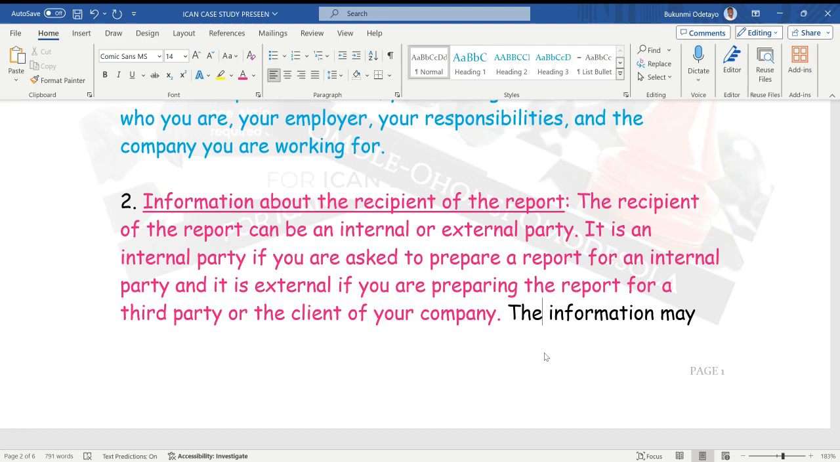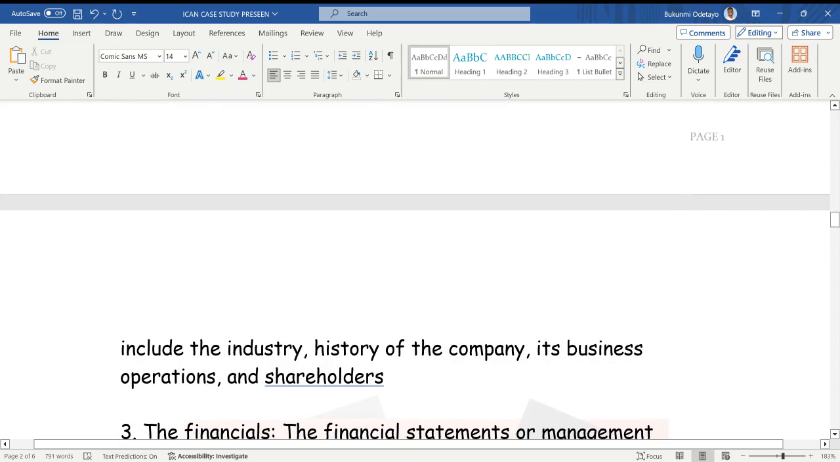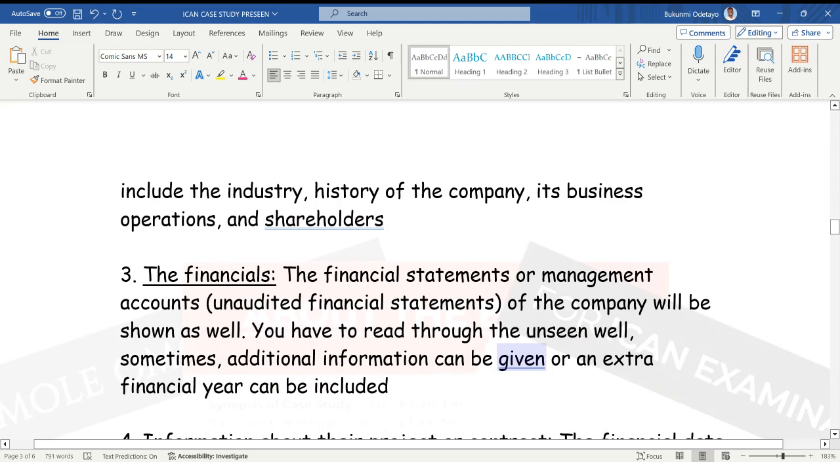But if you are given information about a third party, for instance, let's say XYZ hospitals, or let's just say XYZ Limited or XYZ PLC, you know that's the presence of a third party, right? So you know it's an external report you're going to be preparing. So information about the recipient. From the preseen, you already know if you're preparing an internal report or an external report, as the case may be. And the information may include the industry, the history of the company, its business operations and shareholders.